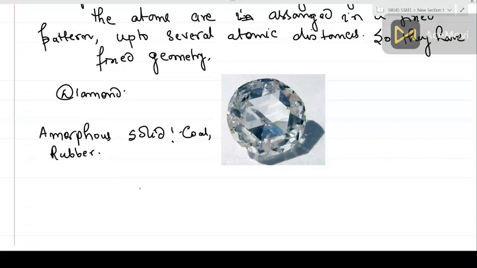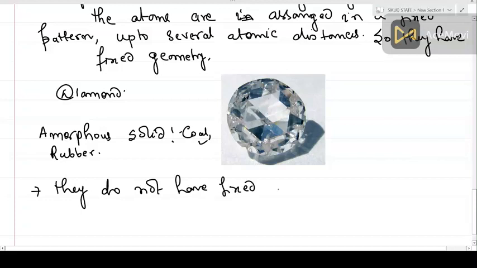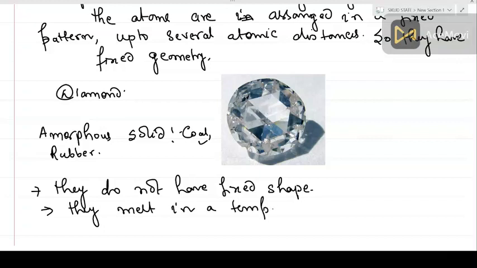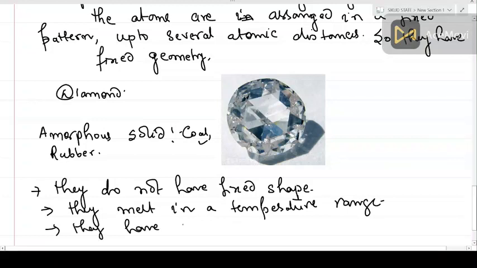And the best example is coal. Then we have rubber. These are amorphous solids. Although rubber and glass, I will talk in detail about them in the later lectures. They are not actually very strictly defined as solids, but we can consider coal as an amorphous solid. What are the properties? They do not have a fixed shape. They melt in a temperature range. There is no sharp temperature of melting.